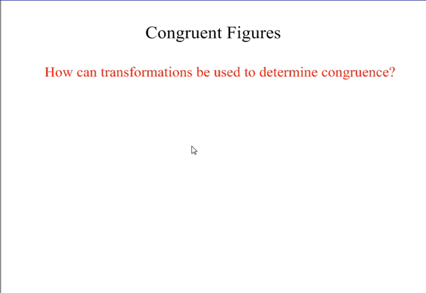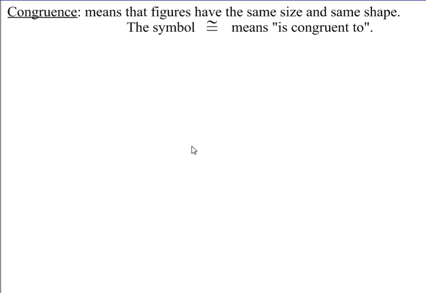Congruent figures. How can transformations be used to determine congruence? Well, we have to understand that congruence means that figures have the same size and the same shape. We use the symbol with an equal sign and a little curvature mark above it to mean "is congruent to." Now, it's important to understand why we use that symbol.